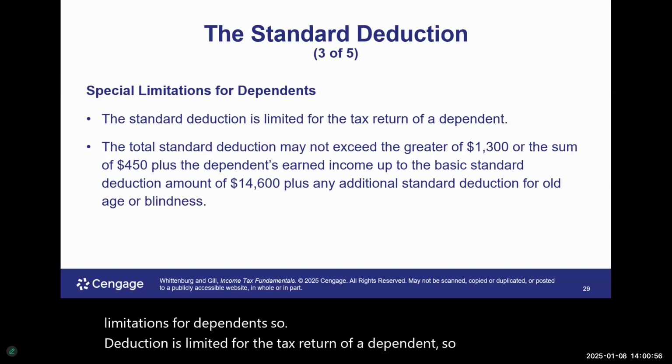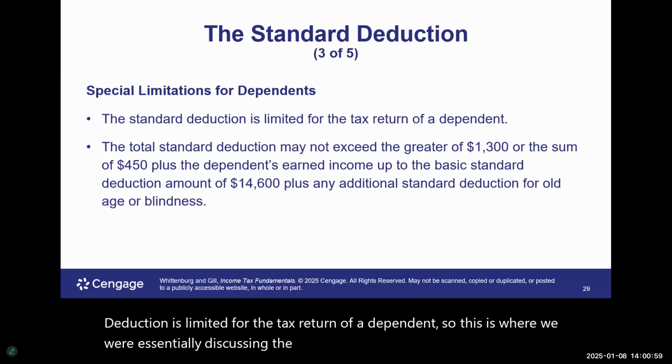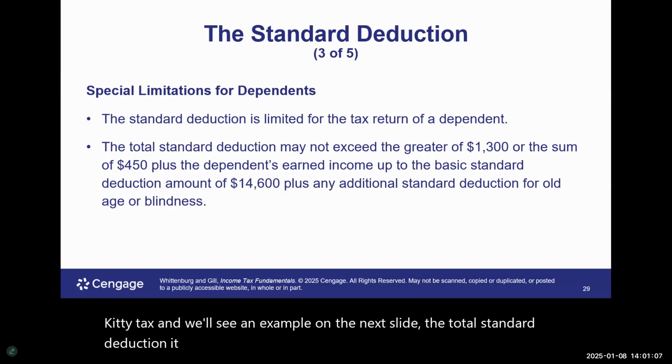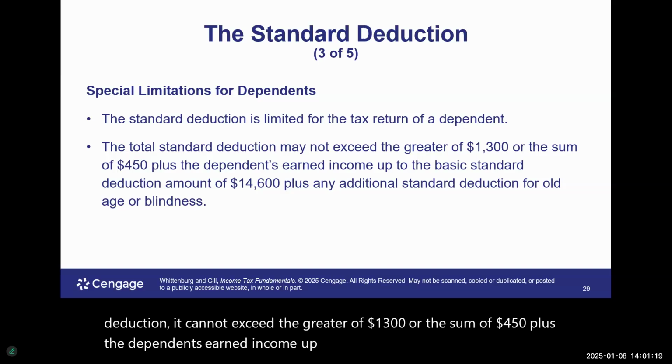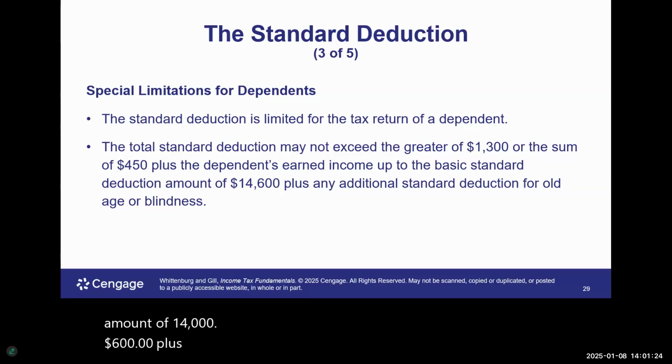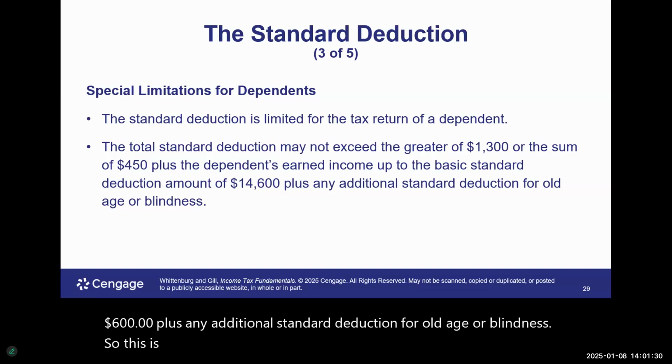So this is where we were essentially discussing the kiddie tax. In that type of situation with kiddie tax, and we'll see an example on the next slide, the total standard deduction cannot exceed the greater of $1,300 or the sum of $450 plus the dependent's earned income up to the basic standard deduction amount of $14,600, plus any additional standard deduction for old age or blindness. So this is in the realm of kiddie tax, where a child is young but earning income.